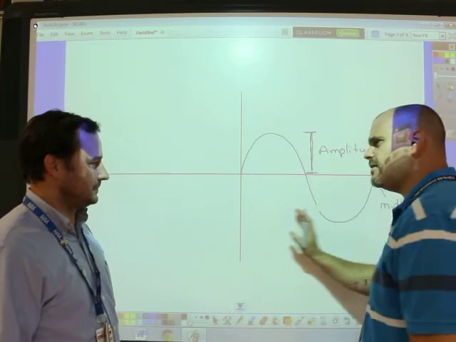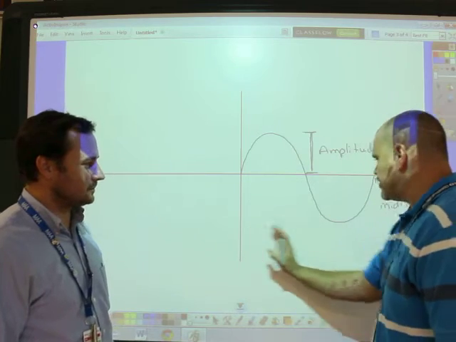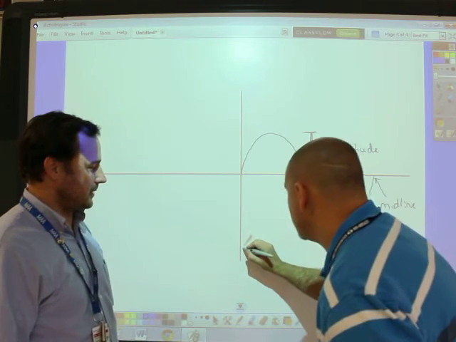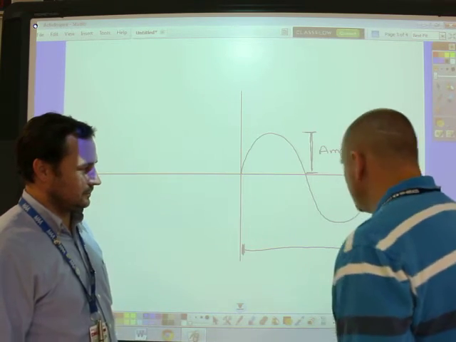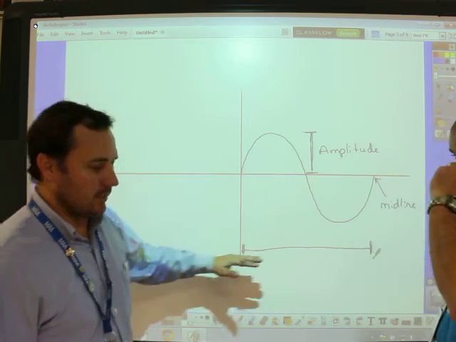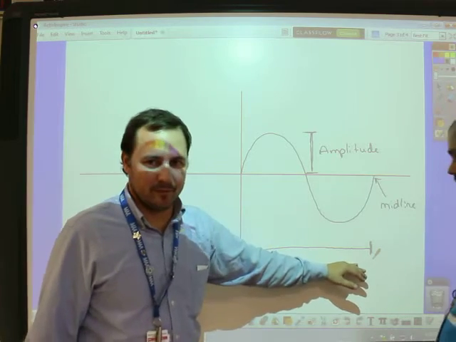What about the wave? I mean, we talked about the height. What about the length of this wave, say from the start over here all the way to the end? What do we call one of those things? The length of a wave? We call that the period.